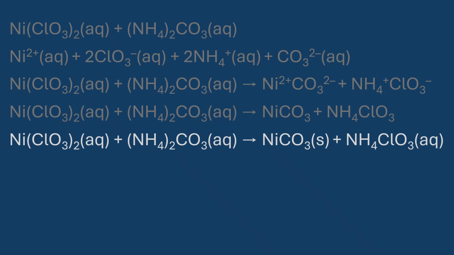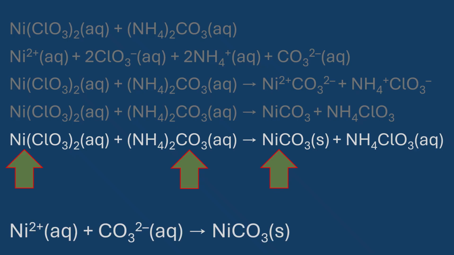When you get to this step in white, review your products and identify the important product if there is one. And there is here, since the reaction forms a solid, which is nickel carbonate. Include the cation and the anion that comprise this salt as reactants, and the salt itself as your products.